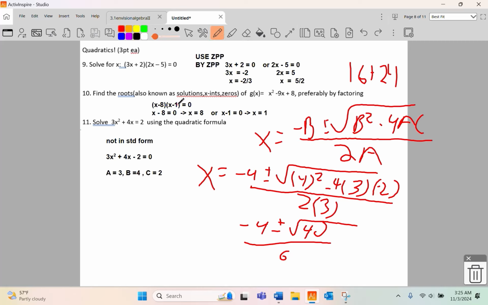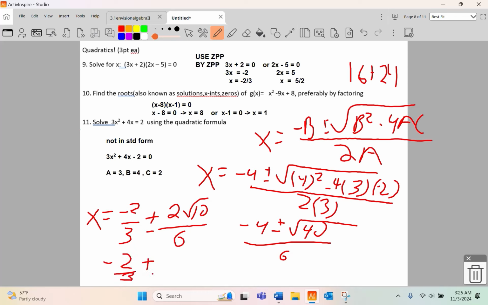Negative 4 over 6 is going to be negative 2/3. We have a plus or minus symbol. This was 2 root 10 over 6. And 2 over 6 reduces. 2 over 6 is 1/3. Ones are understood in mathematics. So root 10 over 3. There we go. Ta-da!